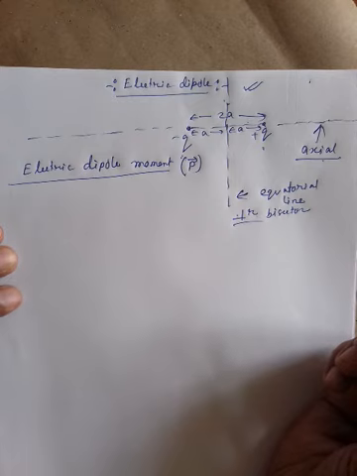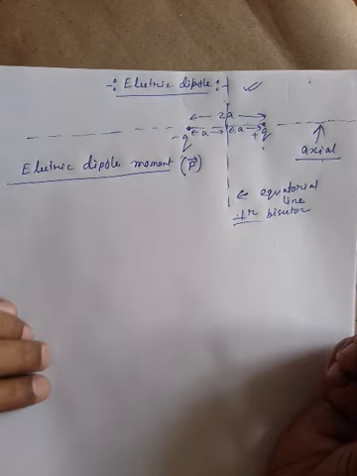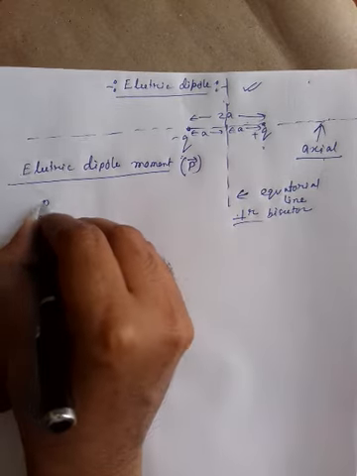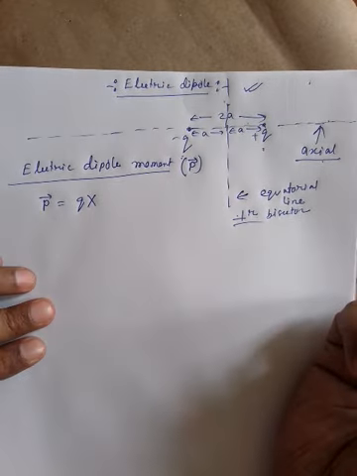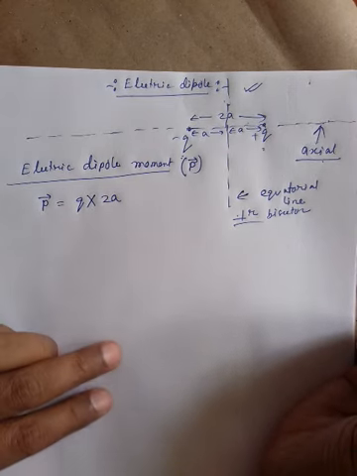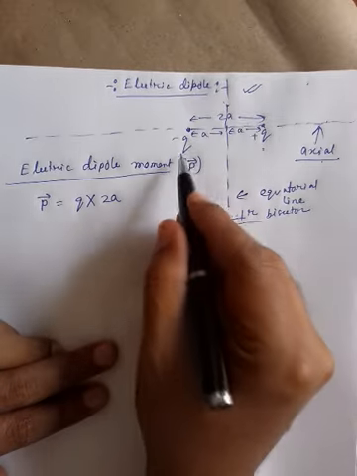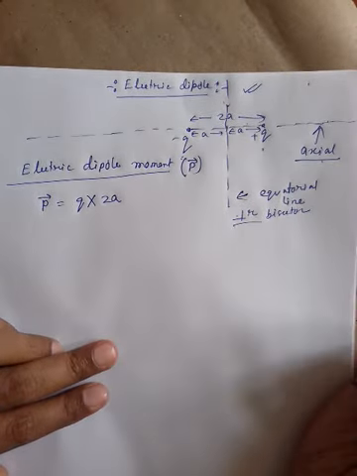The electric dipole moment of a dipole is defined as the product of either charge and the separation between them. Product of either charge and separation between them. Meaning this minus q or plus q, they are of the same value, so either charge, meaning any one, into the separation between them.